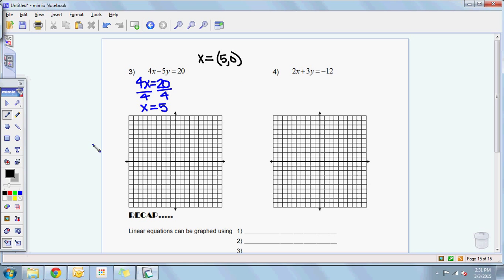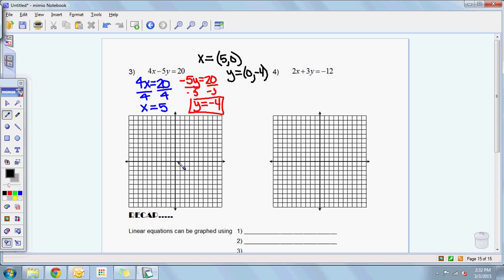All right, now I'm going to cover up the x value and find the y. Now the important thing with this problem is you have to keep that negative in front of the y value. That doesn't go away. So how I'm going to write this is negative 5y is equal to 20. So I'm going to divide by negative 5, divide by negative 5. So y is equal to negative 4. Okay, so as an ordered pair, my y-intercept would be (0, -4).